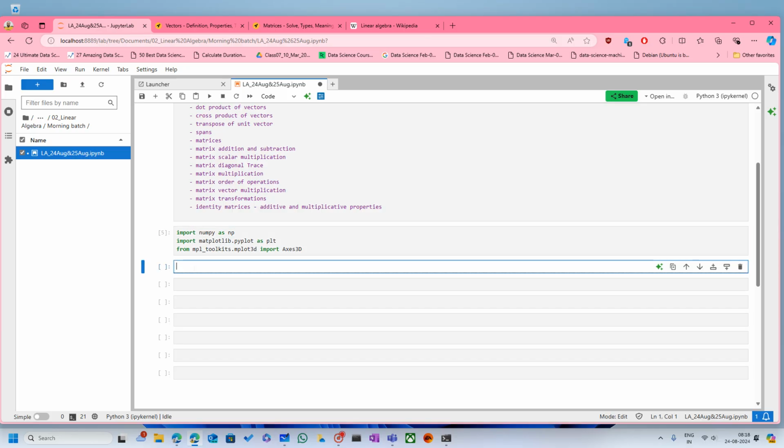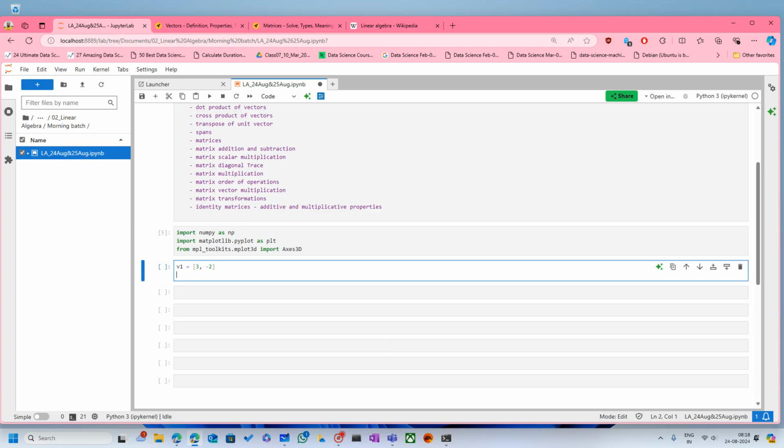my vectors. Now let v1 be a vector. All the vectors are represented within square brackets. This is the first thing. So let's say the vector is 3 comma minus 2. This is my vector.